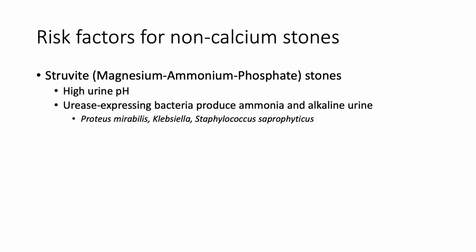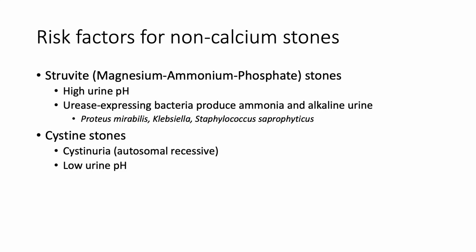Then there's your non-calcium stones like struvite. So struvite is magnesium ammonium phosphate, and these also form in an alkaline urine pH. Typically you're going to see these in folks who have urease-expressing bacteria. They split urea into ammonia, which is going to make your urine more alkaline. The most common causes are going to be Proteus, Klebsiella, and Staphylococcus saprophyticus.